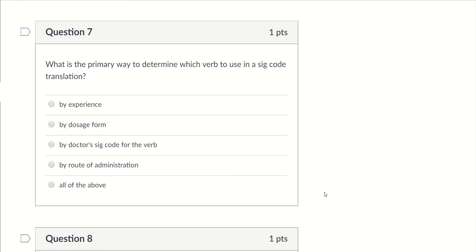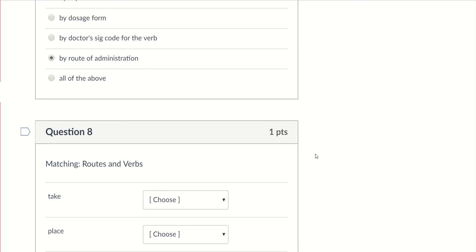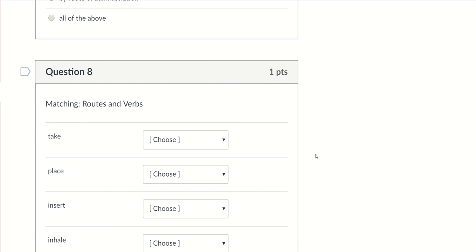All right, so see how you're doing so far. If you're a little bit lost, go back to the videos and review them one more time before you continue. All right, 7. What is the primary way to determine the verb to be used in a SIG code translation? So the first thing you want to look at is the route. For example, by mouth will always be take. The verb will always be take. Now, if there's some ambiguity, you may have to look at the dosage form.